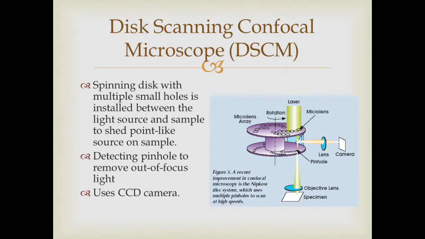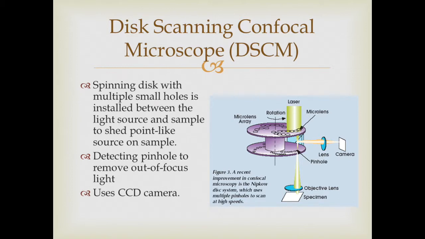The third and another common type of confocal microscope is the disc scanning or the Nipkow disc system confocal microscope. It consists of a spinning disc with multiple small holes, which is inserted between the light source and our sample. The holes allow for a point-like source illumination onto the sample, similar to that of the laser scanning microscope.